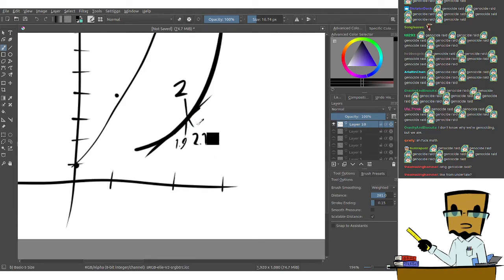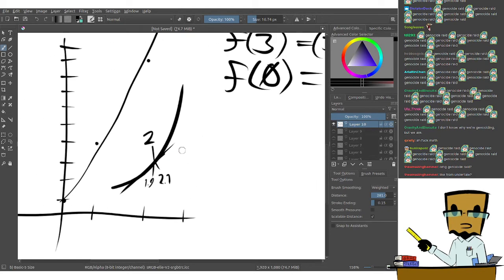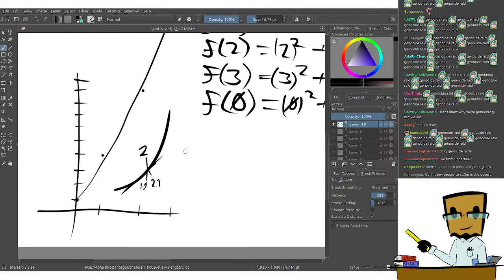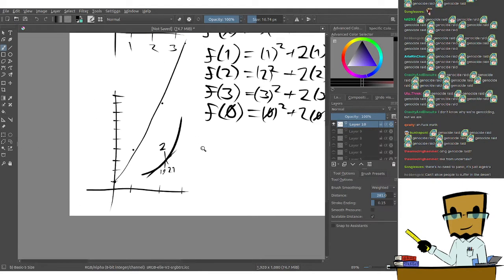Oh my god, Lewis. Genocide from Undertale. Welcome to Algebra 1. I don't know if derivatives are in Algebra 1, but we're delving into derivatives because this is the only good example I can think of for this.